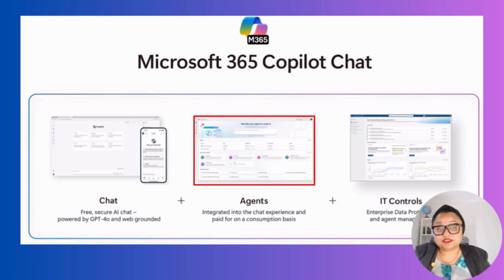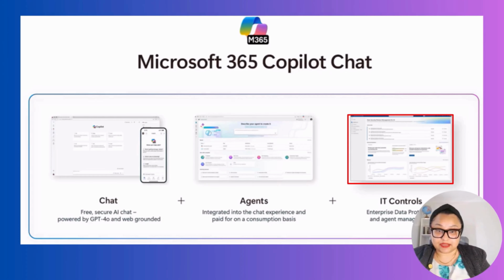Agents. These are specialized mini tools that can automate tasks or connect to systems. For example, an agent could help you compile a weekly report or check service health. They're integrated into the chat experience and available on a pay-as-you-go basis. IT controls, enterprise level security and management. Your IT team decides who can use agents, applies data protection policies, and ensures compliance. This means Copilot works within your organization's guardrails.